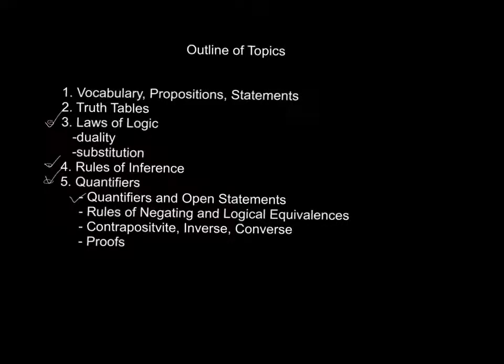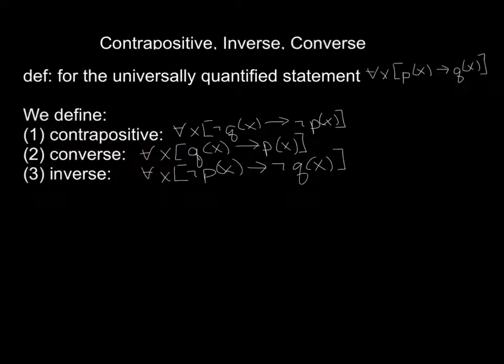So now that we've looked at our rules of negating and logical equivalences, our next topic will be the contrapositive, inverse, and converse. For the universally quantified statement for all p of x implies q of x, we define the contrapositive, the converse, and the inverse. So the contrapositive of p implies q is not q of x implies not p of x. The converse is q of x implies p of x. And the inverse is not p of x implies not q of x.